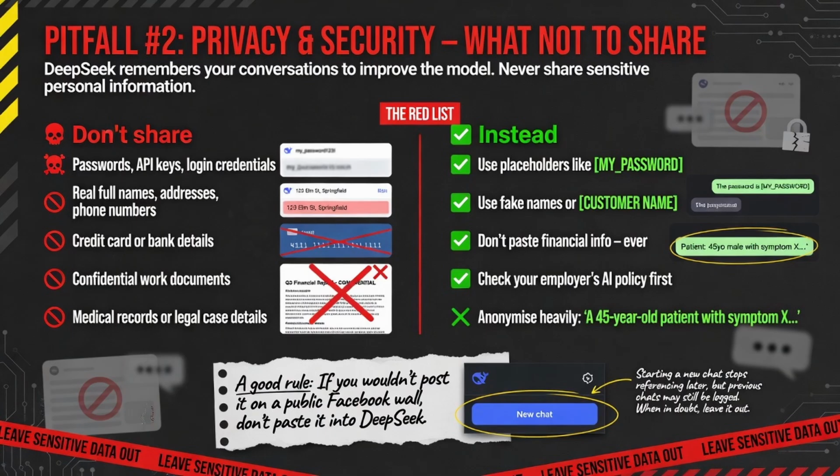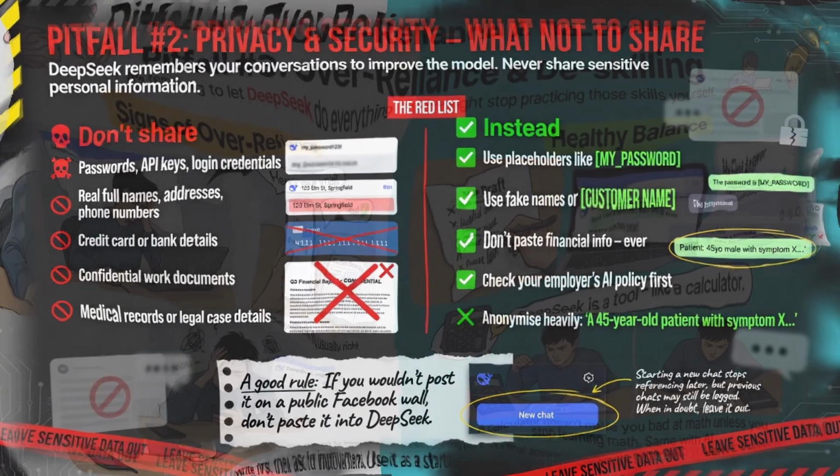Medical records or legal case details: anonymize heavily, like "a 45-year-old patient with symptom X." A good rule: if you wouldn't post it on a public Facebook wall, don't paste it into DeepSeek. What about the new chat button? Starting a new chat stops DeepSeek from referencing that conversation later, but the previous conversation may still be logged. When in doubt, leave it out.